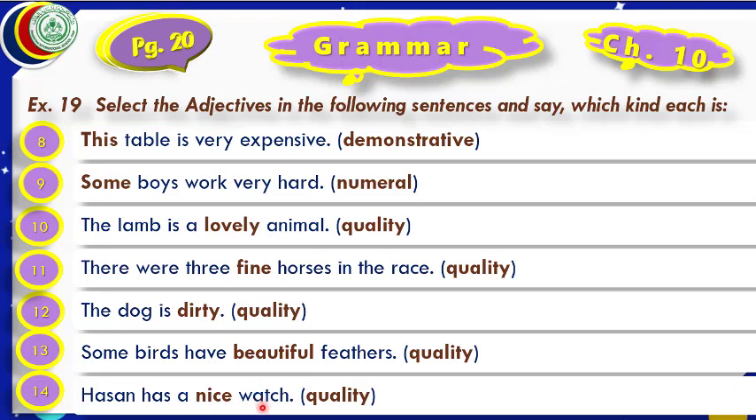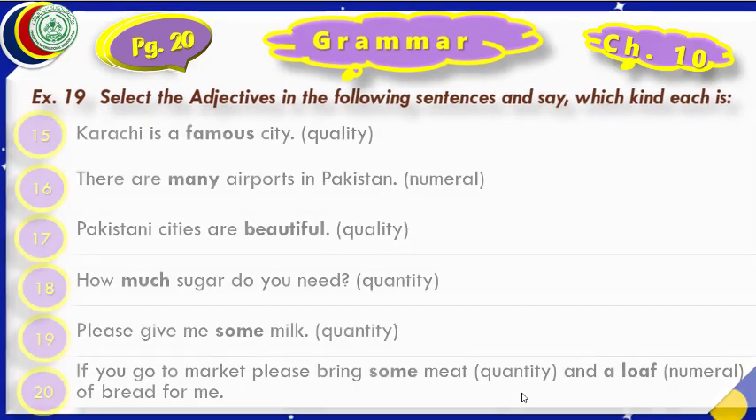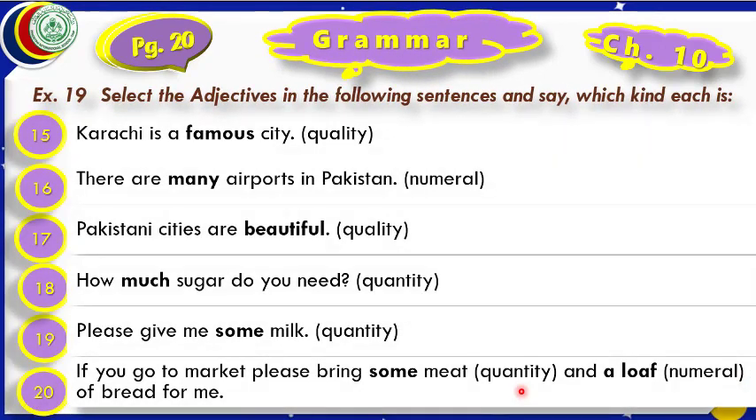Hassan has a nice watch. Nice is the quality of the watch. This will be adjective of quality. Part number 15 is Karachi is a famous city. Famous is the quality of the city. It will be adjective of quality.